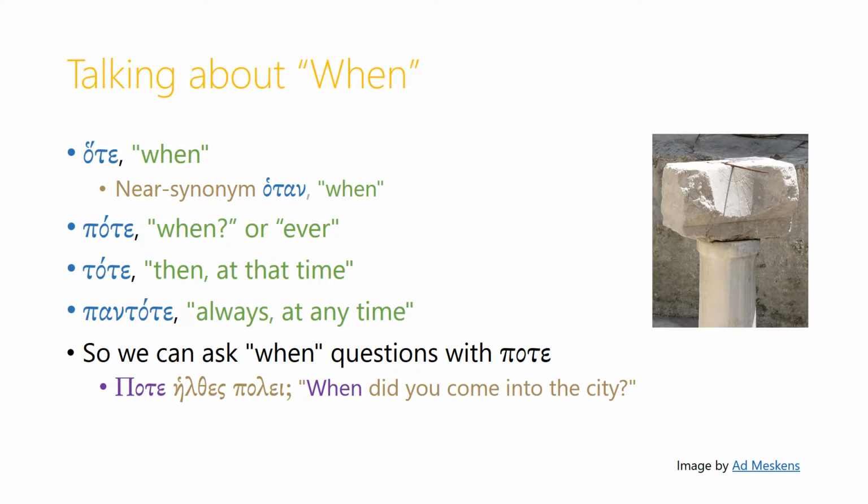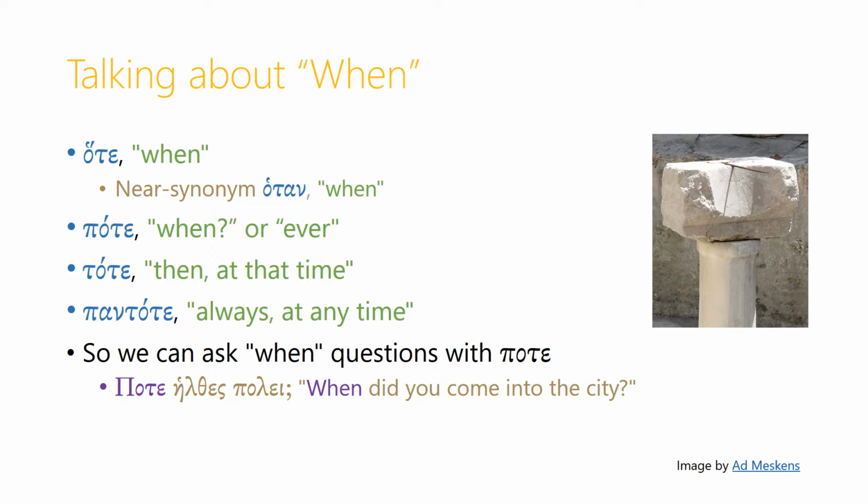So how do we talk about when, the time when something happens? We can begin with the adverb hote, which means when, or the near synonym adverb hotan, which also means when in general. Now, often with adverbs, if we add a p on the beginning, that makes it interrogative. So instead of hote, we can say pote, and that means when, in a question. Or it can mean ever, or sometime.